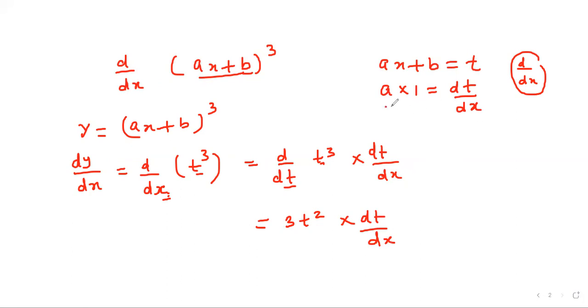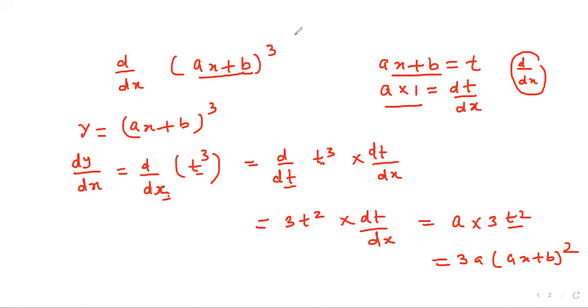Here, dt upon dx is 1, so we can put that value. So, dt upon dx is a, not 1. So here it will become a into 3t square, and we can put the value of t as ax plus b. So 3a times ax plus b whole square, which is our answer.